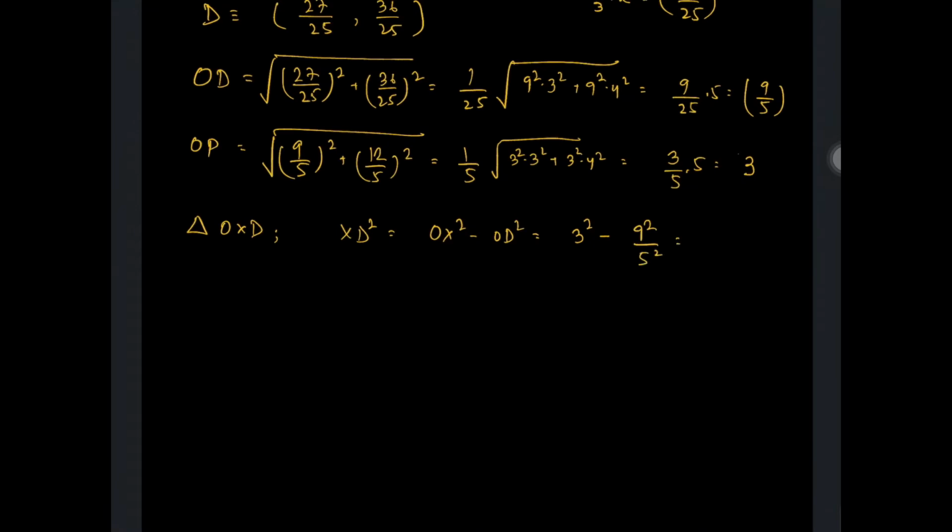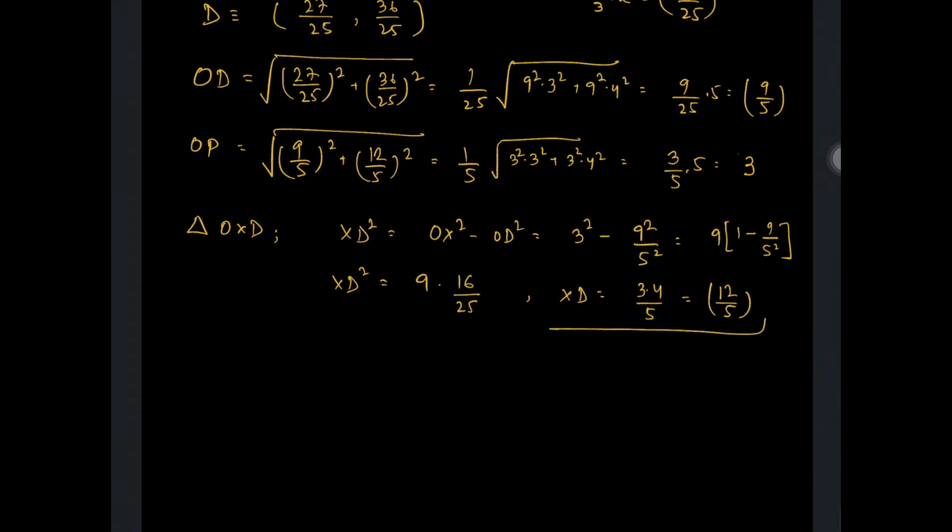So take 9 common, it's 1 minus (9 by 5) square. So XD square is 9 into 16 by 25. So XD comes out to be 3 into 4 by 5, that is 12 by 5. This is XD.